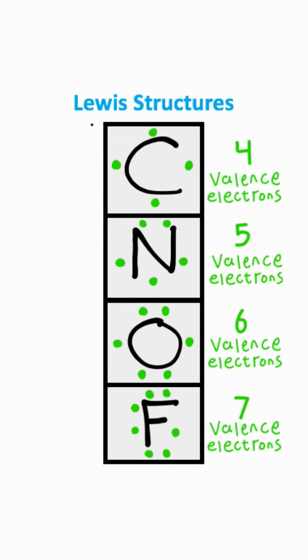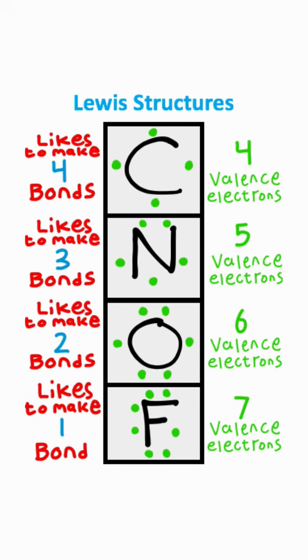And each of these elements are going to try to gain valence electrons because they all want to get to 8 valence electrons total. Carbon, nitrogen, oxygen, and fluorine are all going to try to make bonds. So let's go ahead and see if we can try some practice problem.